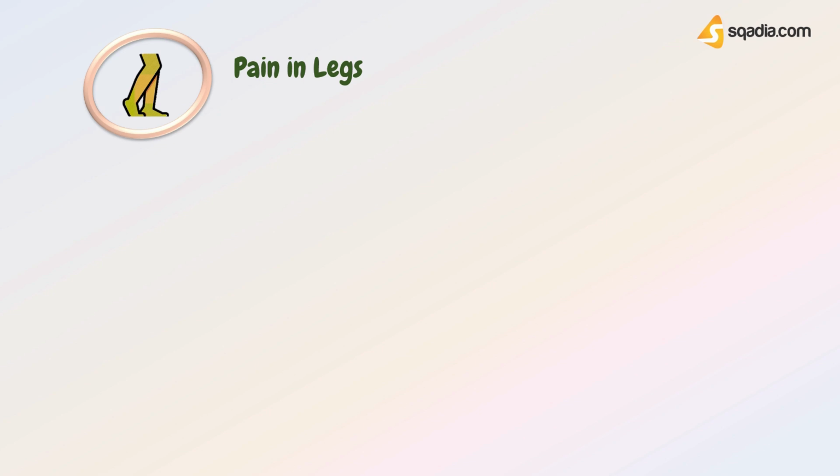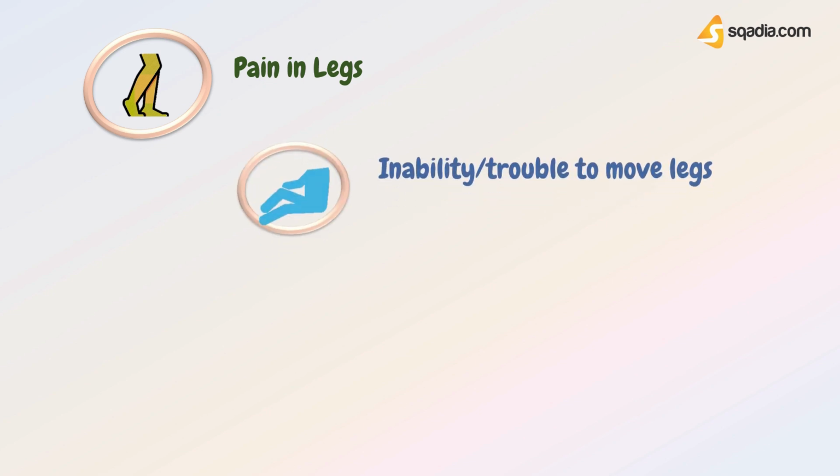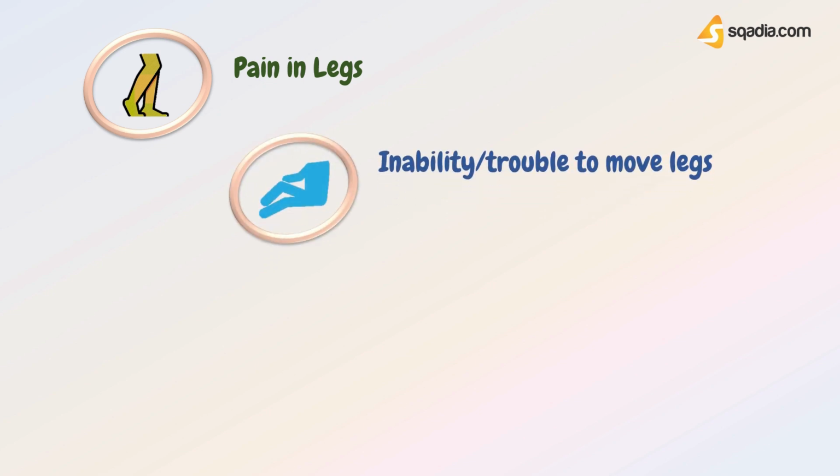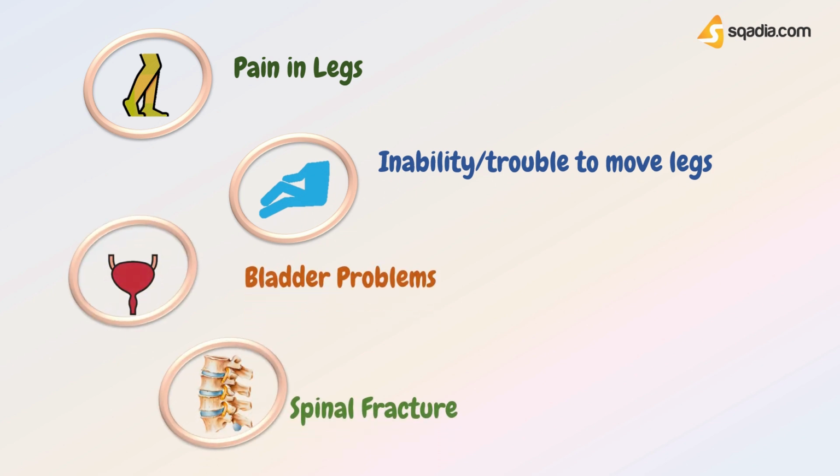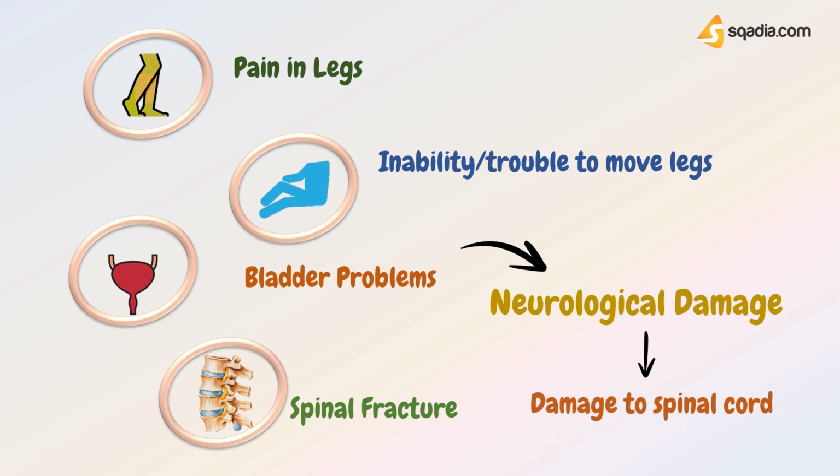What if your patient is having pain radiating to the legs, inability to move legs, trouble moving legs, bladder problems, often the result of a spinal fracture caused by an injury? Then these symptoms might be caused by neurological damage, which is damage to the spinal cord.